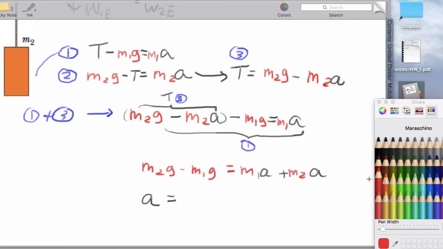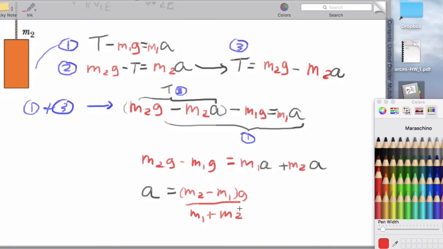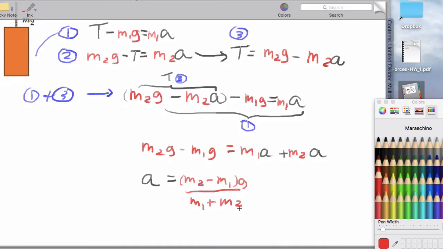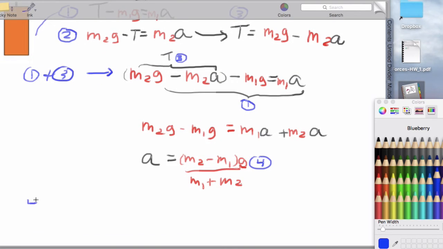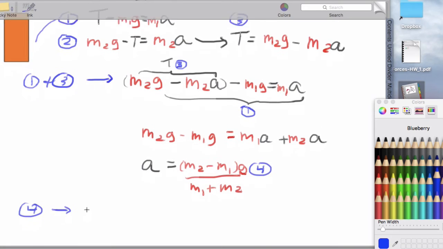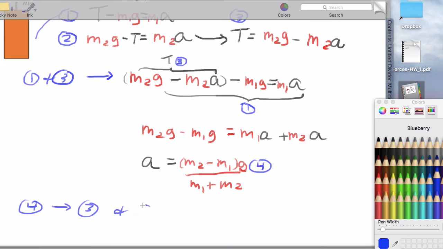And finally, when I isolate the acceleration, I'm going to end up getting that the acceleration equals M2 minus M1 times G all over M1 plus M2. And then when you want to go ahead and substitute and solve for tension, so I'll call this equation 4. You can take equation 4 and plug it into, say, equation 3 and solve.